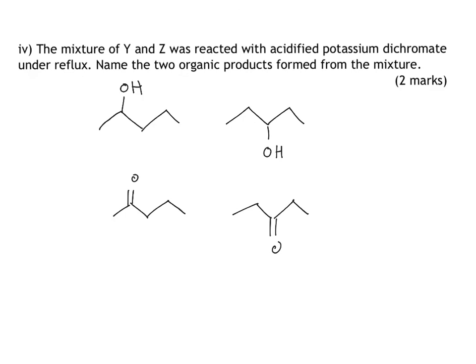That's not answered the question though, so be careful. It says name the 2 organic products. That would be called pentan. Remember to keep the an in whenever the ene isn't there. Pentan-2-one, and that would be pentan-3-one.